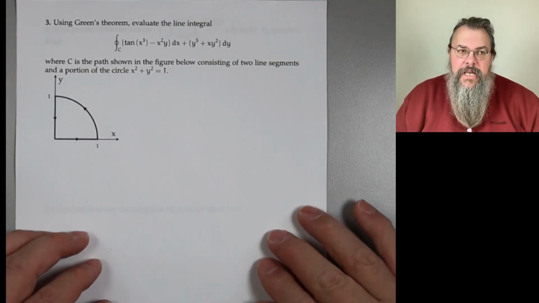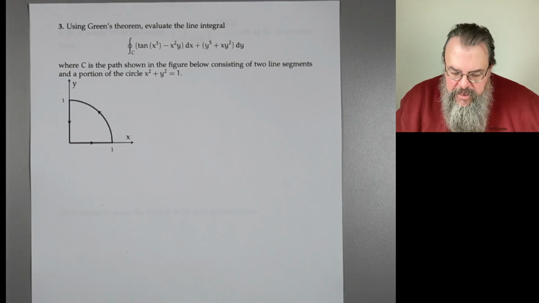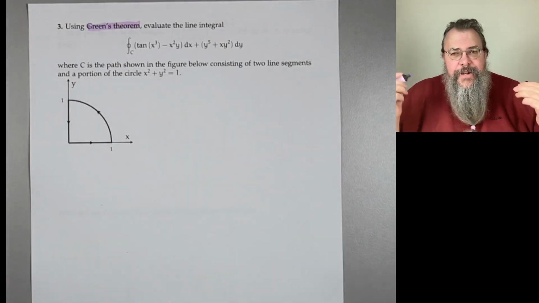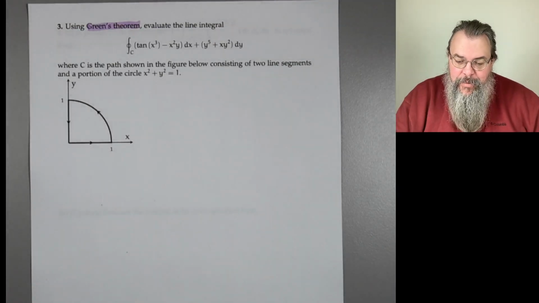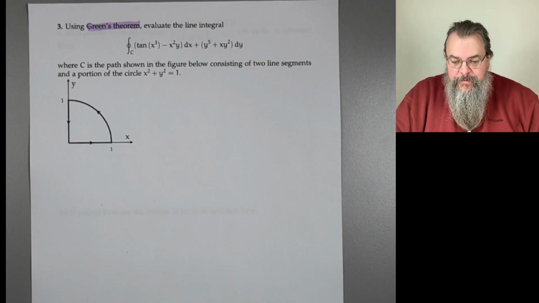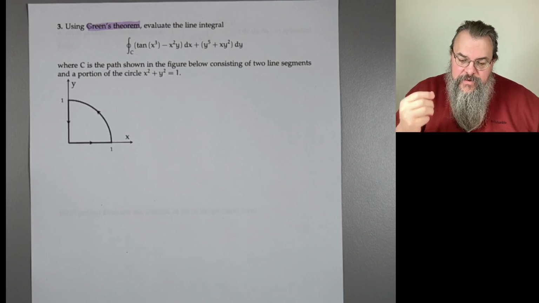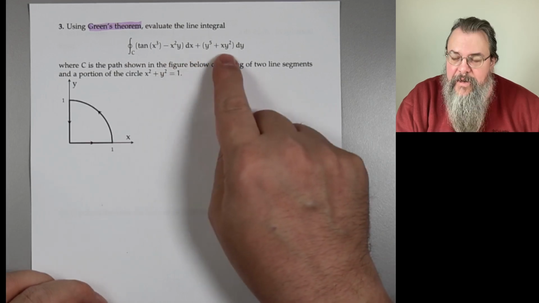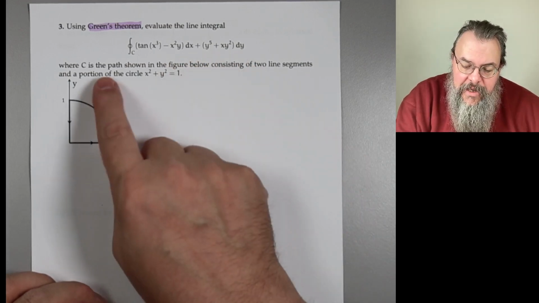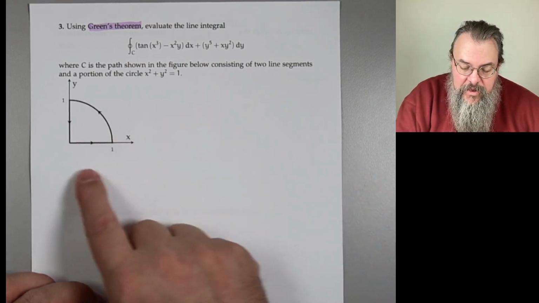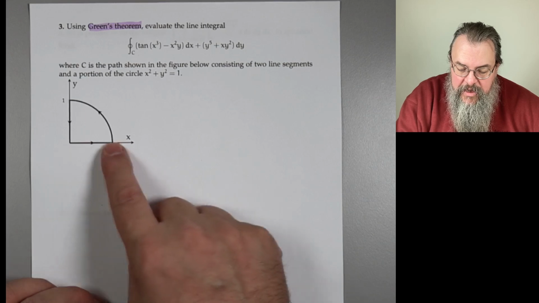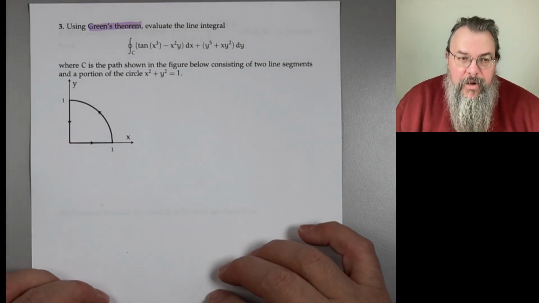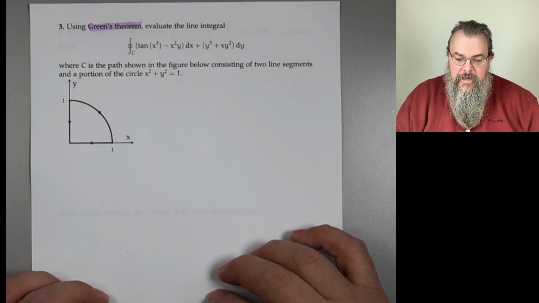So on to number 3. Using Green's theorem. You know, I have a hunch that this problem is going to have us use Green's theorem. Don't know what it is, but I just feel it in my bones. Evaluate the line integral, the integral around the closed curve C, tangent of x cubed minus x squared y dx plus y to the fifth plus x squared dy, where C is the path shown in the figure below, consisting of two line segments, so that line segment, this line segment, and a portion of the circle x squared plus y squared equals 1. All right, nice.